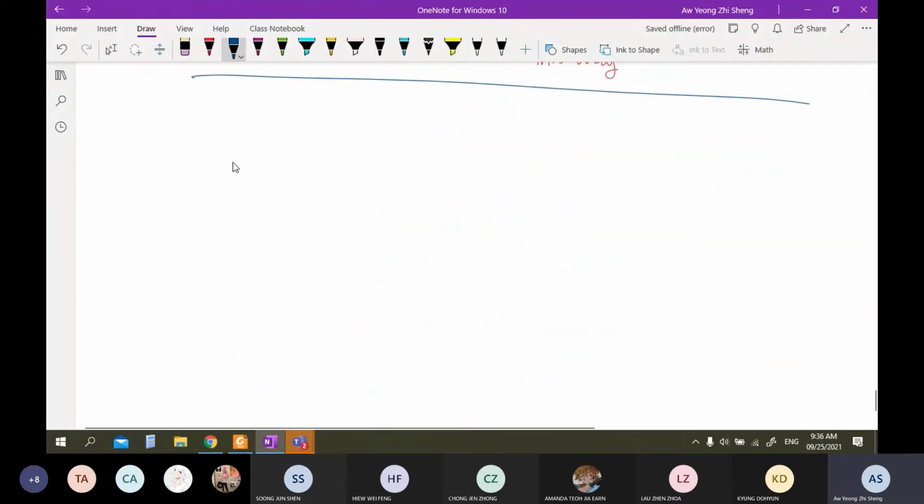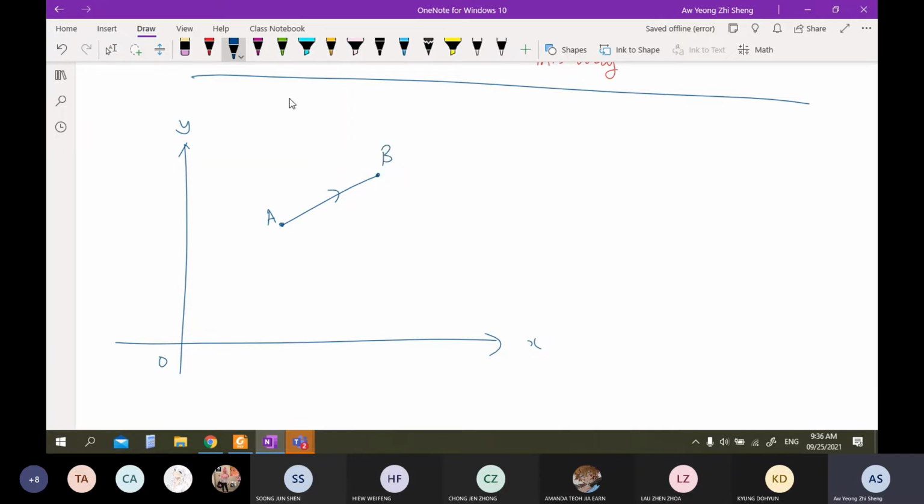I will just illustrate using a simple 2D diagram. If I have a vector pointing from point A to point B, and let's say this is 3 units, this is 1 unit. Of course we can call this vector AB.